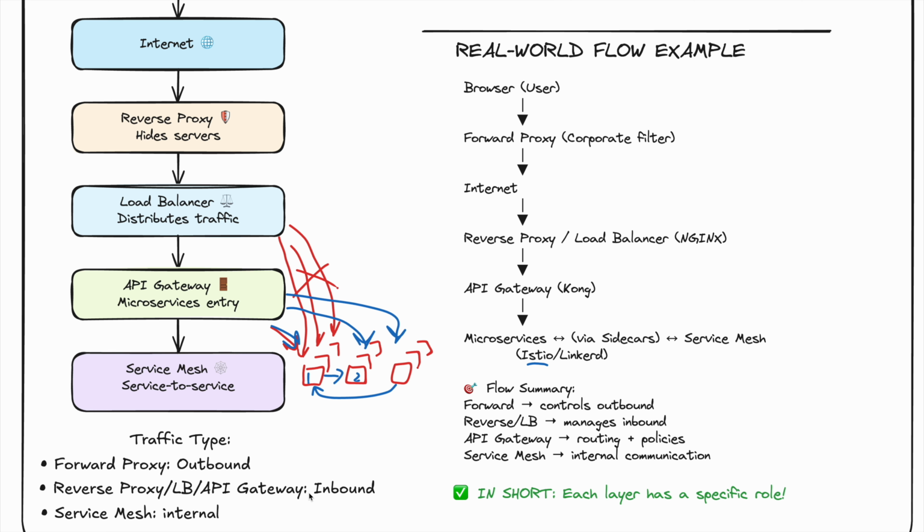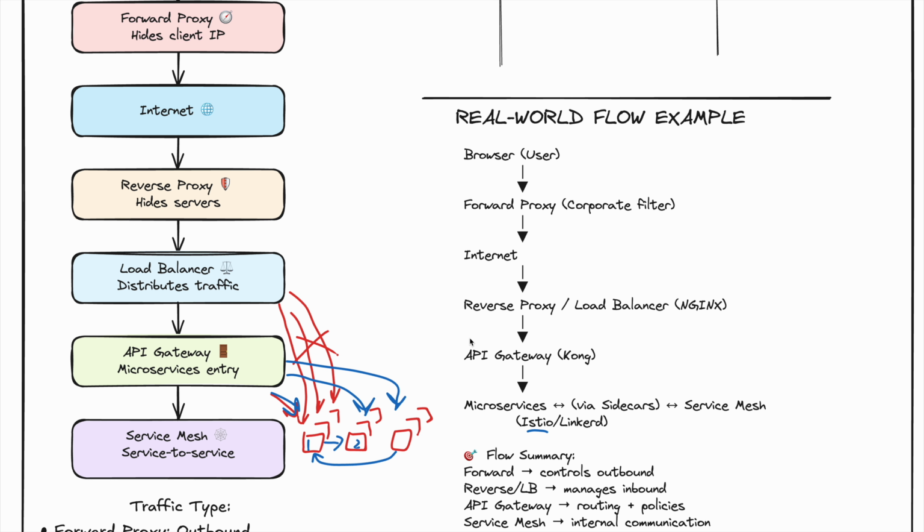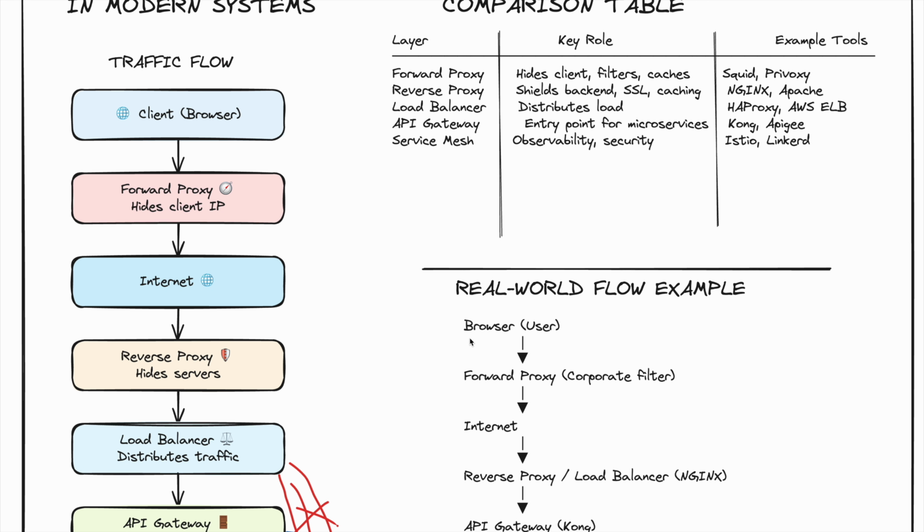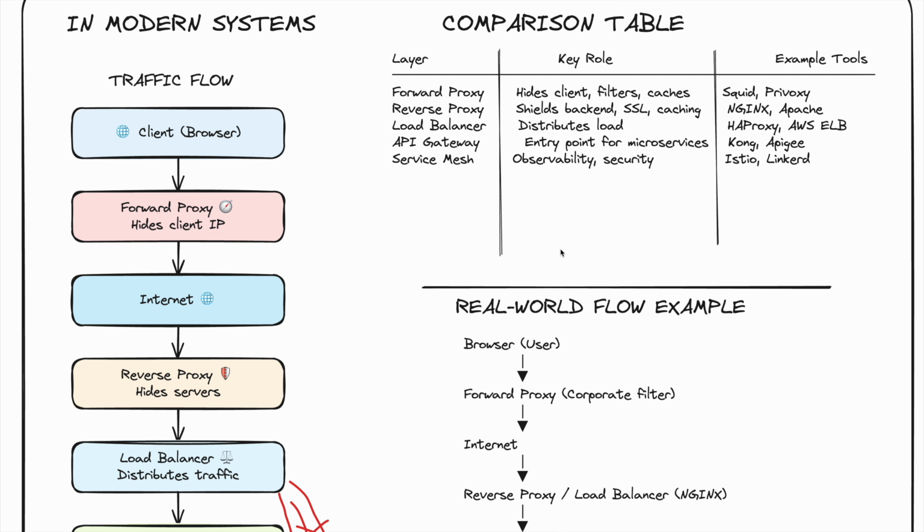So the next one is the API gateway. It's basically one entry endpoint to our services. And the last one is the service mesh. Service mesh is for internal traffic. So forward proxy is outbound, which means the request coming from the client. Reverse proxy, load balancer, API gateway, when we receive the request and we are processing that. And the service mesh is used for the interaction between the microservices.